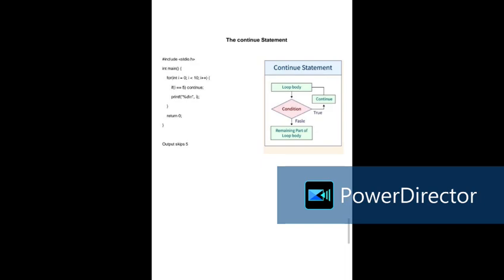Continue statement. The continue statement allows you to skip the rest of the current iteration and move directly to the next one. For example, in a loop from 0 to 9, if the variable equals 5, you continue, skipping the print statement for that iteration. This means all numbers except 5 are printed.